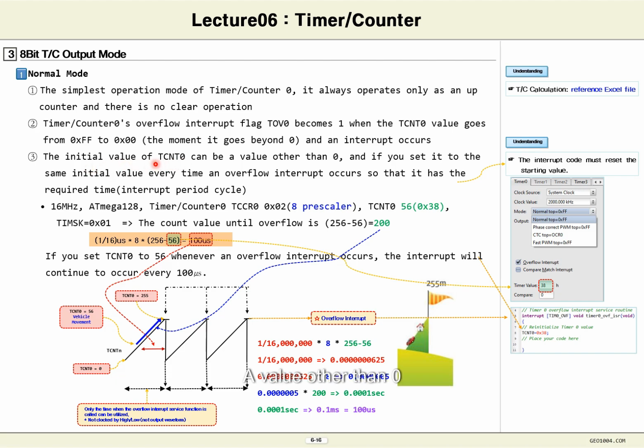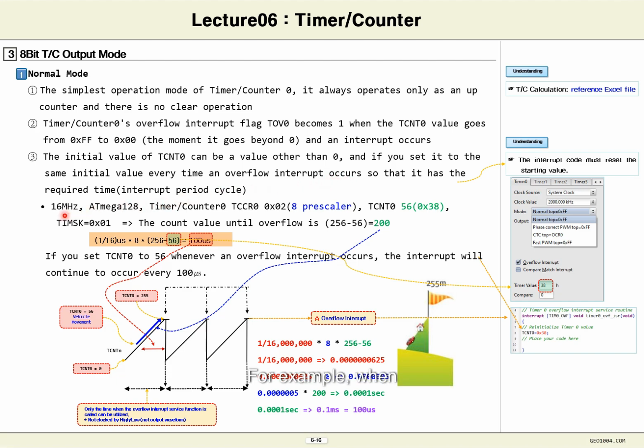A value other than 0 can be used as the initial value of TCNT0. In this case, we assign the same initial TCNT0 value at the place where the overflow interrupt occurred. In this case, it can be used to create the same period. This can have the effect of making the period for interrupts the same and constant.